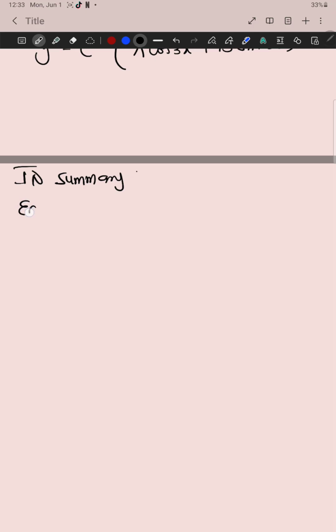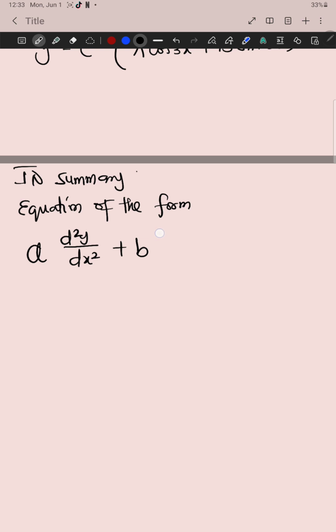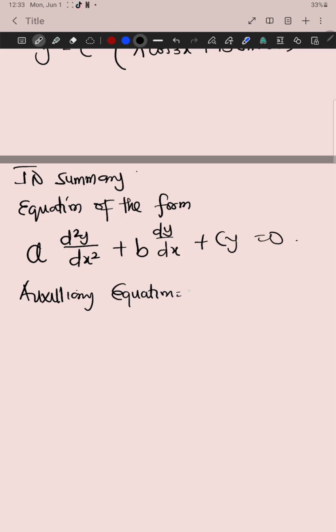for every equation of the form a d squared y over dx squared plus b dy over dx plus c y is equal to 0, I believe you have your pen and your biro, your writing materials should be with you. Always know that the auxiliary equation to this will be a m squared plus b m plus c.